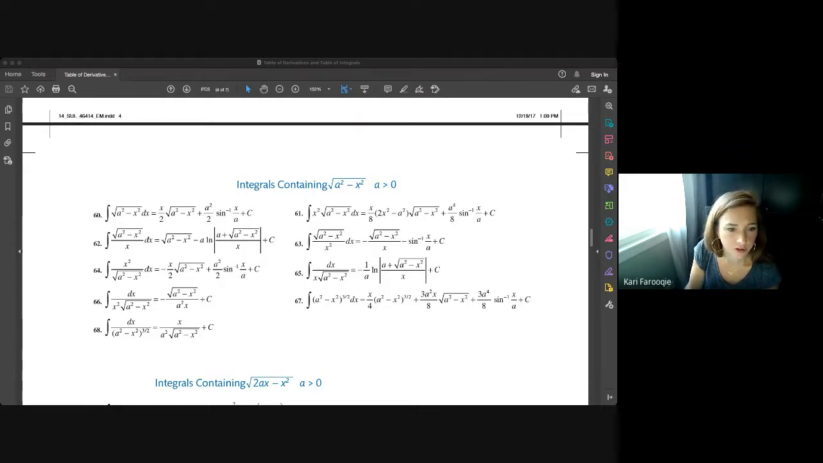And then, of course, there are other variations on this. For instance, 61 has the x squared in front of the radical. 62 has an x in the denominator. 63 has an x squared in the denominator, so on and so forth. So you're seeing all these different variations.